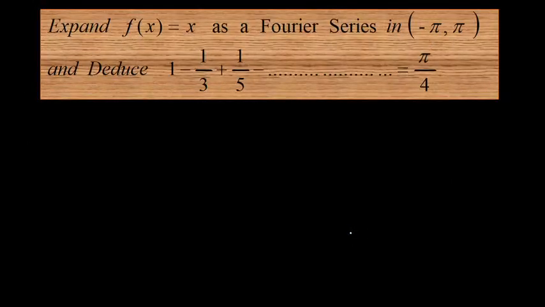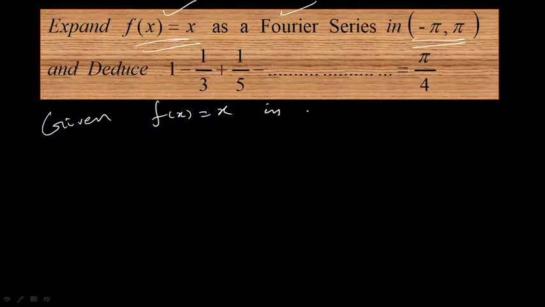The given problem: expand f of x is equal to x as a Fourier series in an open interval minus pi comma pi and deduce this result. First we have to find out the Fourier series representation of the given function f of x is equal to x. The given function is f of x is equal to x, given in an interval. You have to write the function along with the interval, that is a must. In the deduction part we make use of the interval, whether it is open or closed.